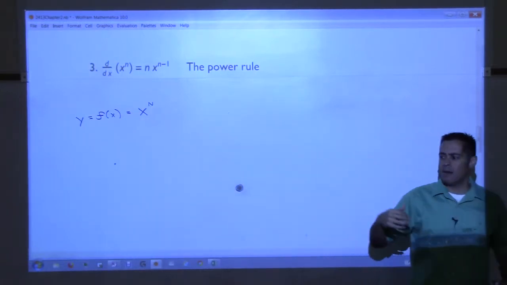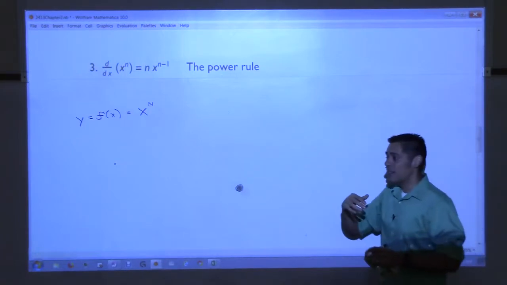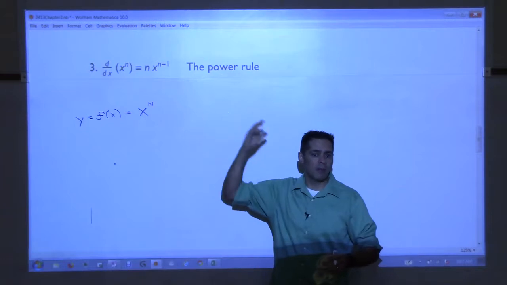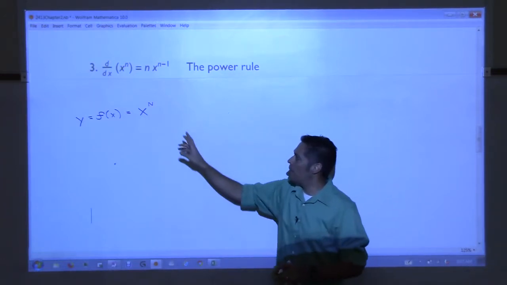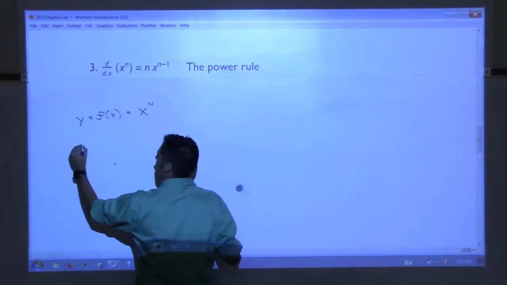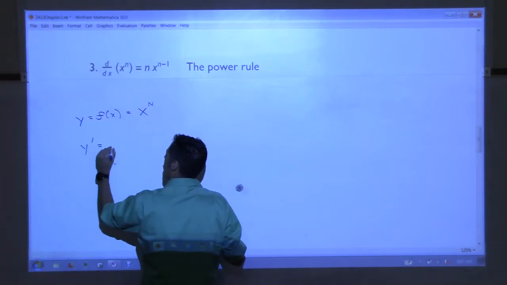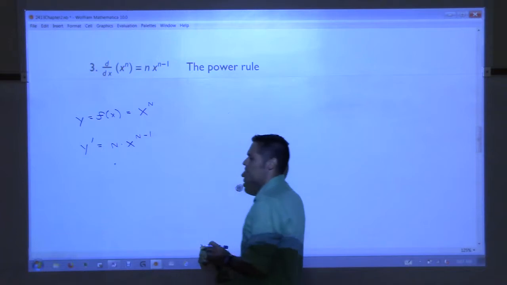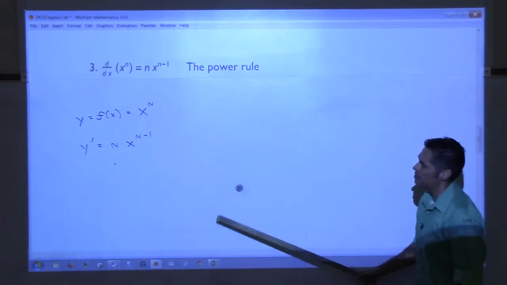So that could be x squared, it could be x cubed, it could be x to the -1. It could be x to a fractional power, x to the 3/2. Doesn't matter what the power is. It's saying that the derivative of this is equal to n times x to the n minus 1. So let's just first understand what the formula says.